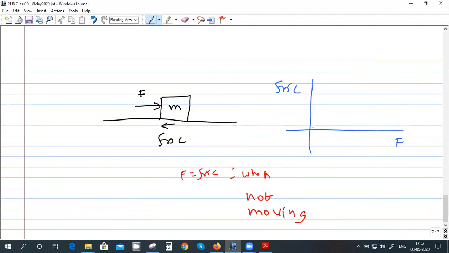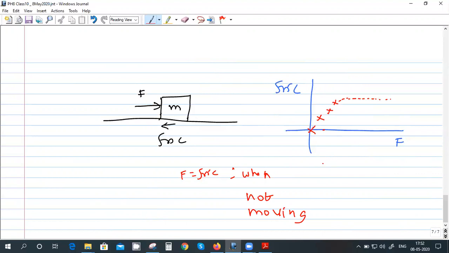Okay, so when F is 0, the friction force will be 0. So now when I increase F, the friction force also increases. I'll keep on increasing, but beyond a certain value, when the force value increases, the friction force will not increase further. It will saturate.